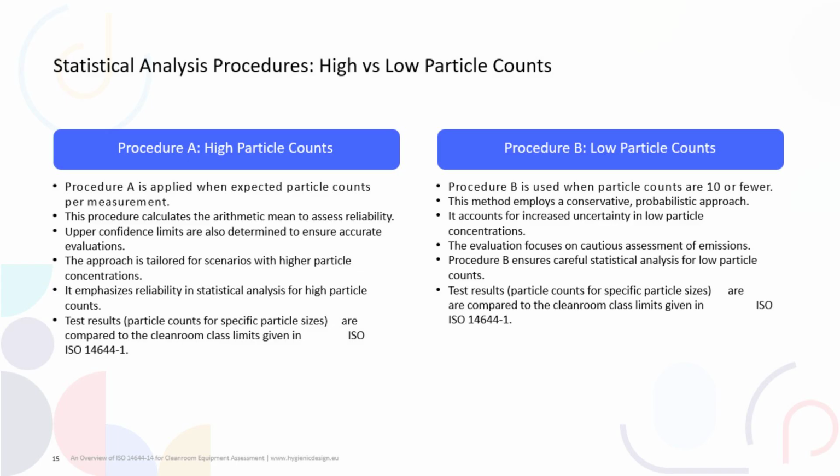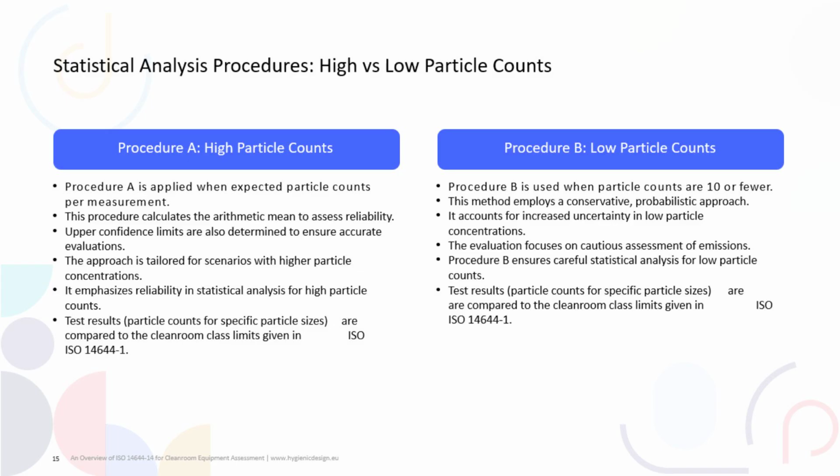For high particle counts, procedure A is used when the expected counts exceed 10 per measurement. This procedure calculates the arithmetic mean to assess the reliability of the data. Additionally, upper confidence limits are determined to ensure accurate evaluations. This approach is specifically designed for situations with higher particle concentrations and emphasizes reliability in the statistical analysis.